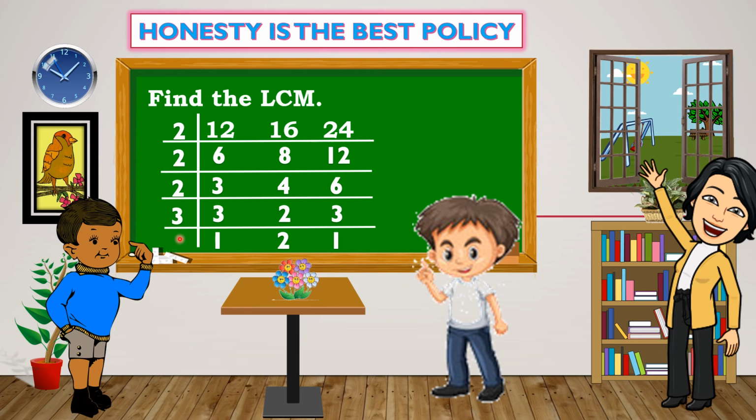Okay, so in LCM, we will use all the prime factors. 2, 2, 2, 2, 3, and 2. We will not use 1. Okay, so those are the prime factors of 12, 16, and 24. So the LCM, we will multiply the prime factors: 2 times 2 times 2 times 3 times 2 equals 48. So that is the LCM of 12, 16, and 24. 48.